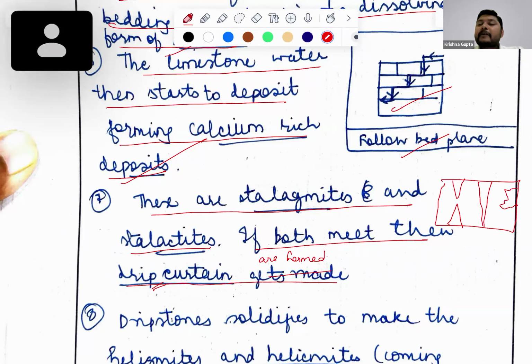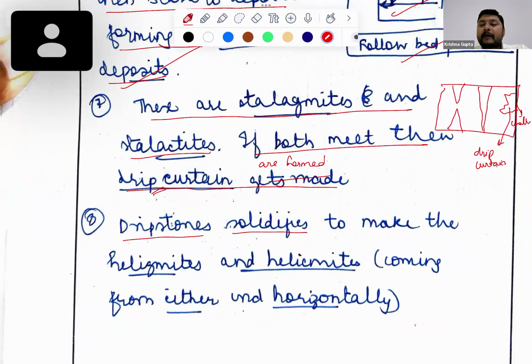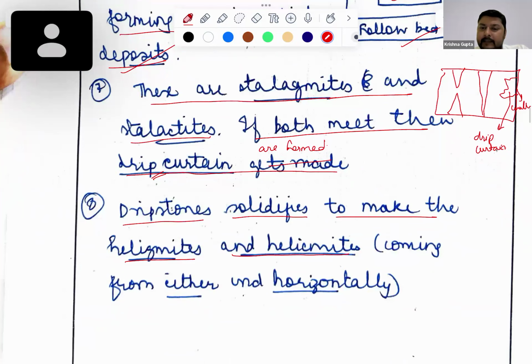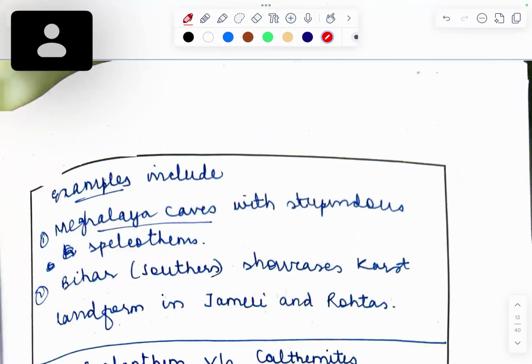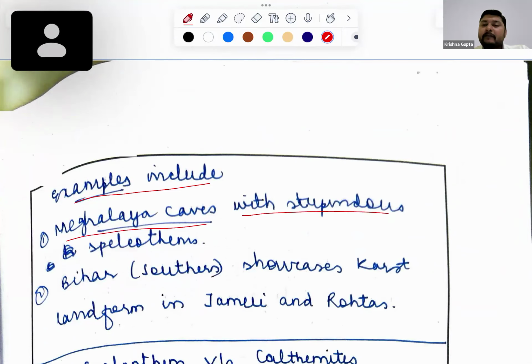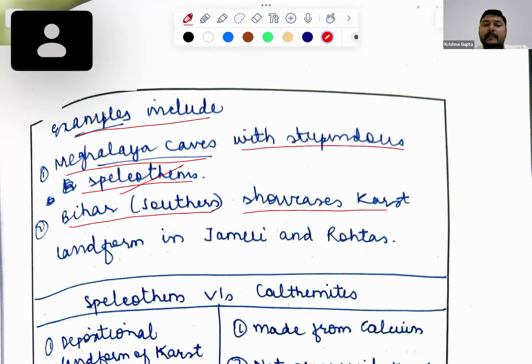they are basically the horizontal development of the karst landform because of the deposition. So these are drip curtains. They are associated with the walls. Okay, so dripstones solidify to make the stalagmites and stalactites coming from either end horizontally. Examples include Meghalaya caves with stupendous speleothems. Southern Bihar showcases karst landforms in Jamui and Rohtas.